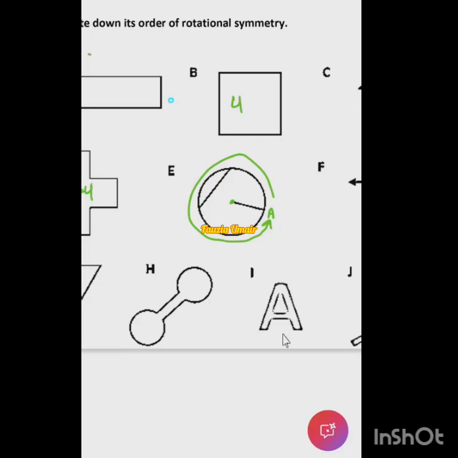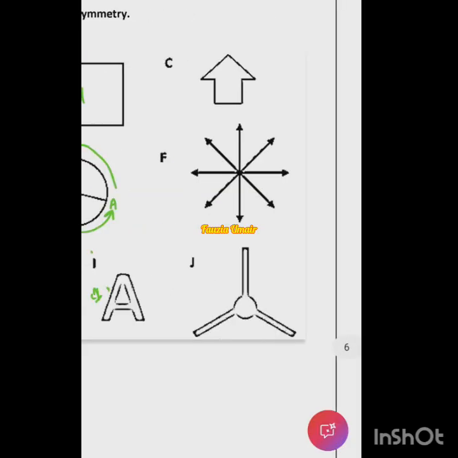So what about H part? 2. What about I? 1. Rotational symmetry 1, it will be exactly like this. So what about C part? 1. That's right. And the line of symmetry is also 1. Very right. They are both 1.